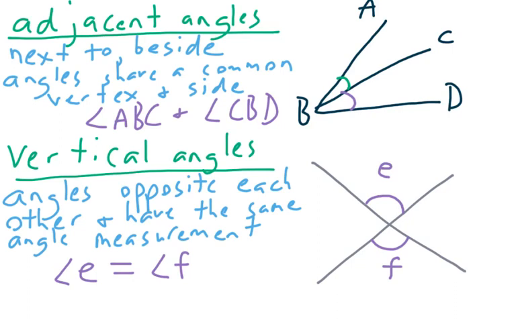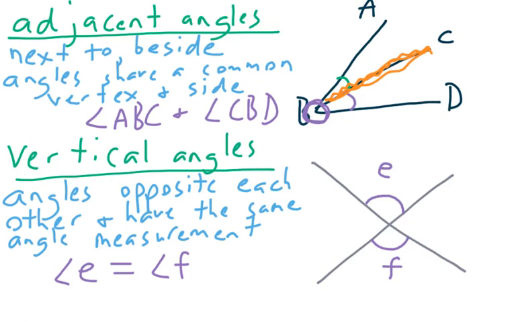Now, sometimes we have these angles that are called adjacent angles. Adjacent just means beside or next to, so these adjacent angles are next to each other. They share a common side and a common vertex. You'll see here, they share this same point at the letter B, and they share the same side at letter C.